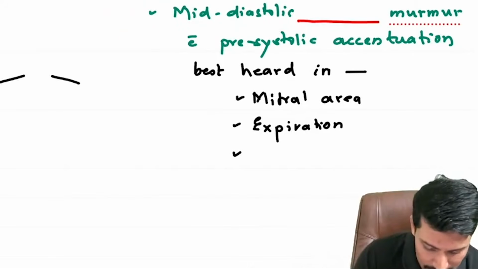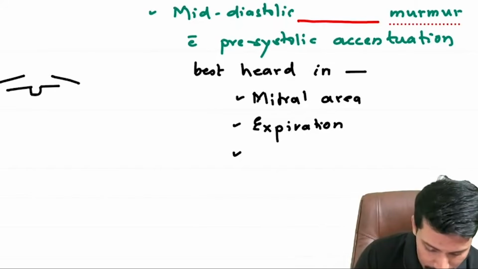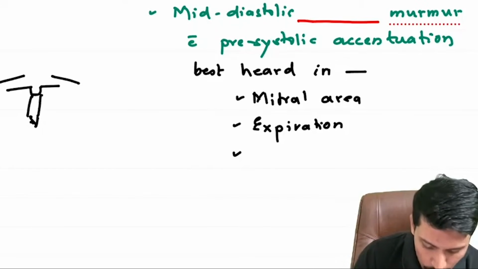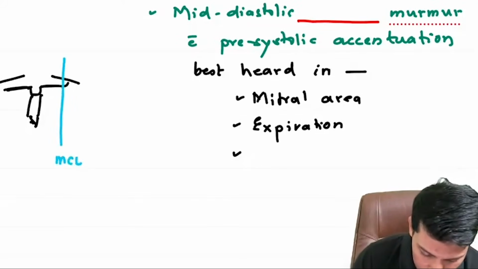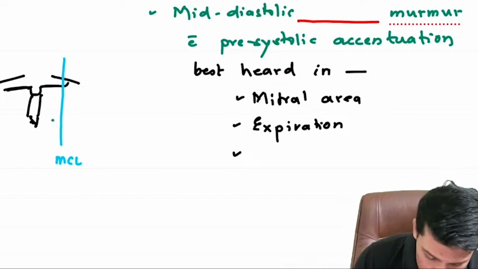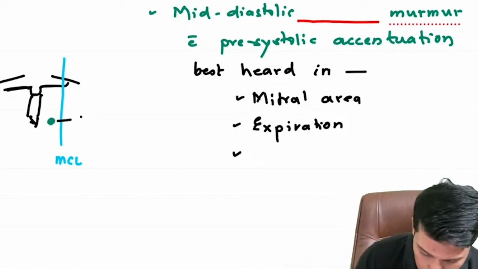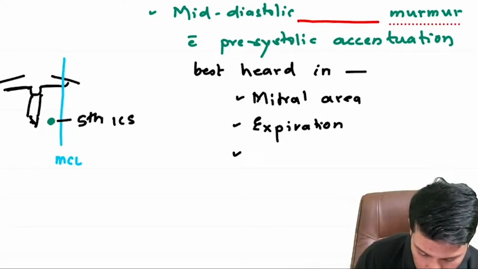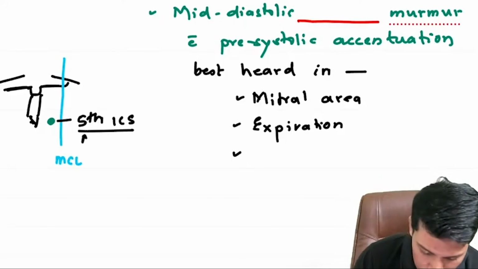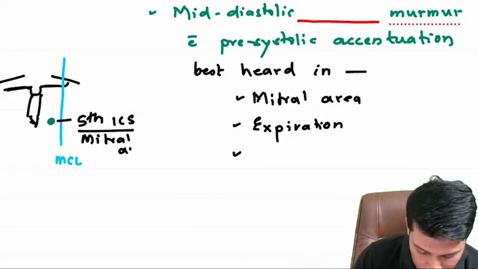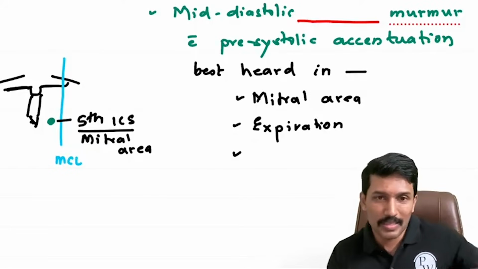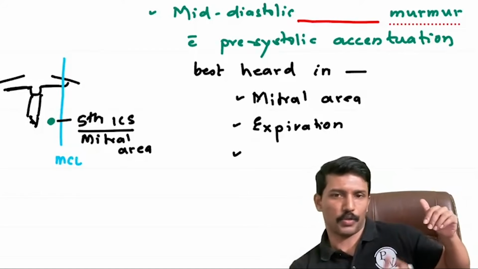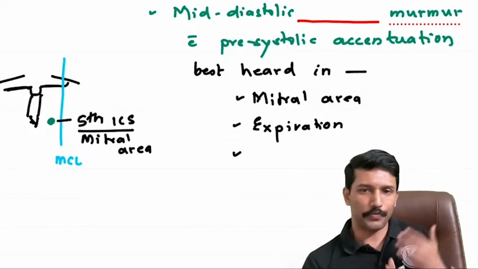So mitral area is at the apex, and the usual location of the apex is the fifth intercostal space medial to the mid-clavicular line. So if this is the mid-clavicular line, in the fifth intercostal space, medial to the mid-clavicular line is where we have the mitral area. Okay, so that is our location. Now this area, this is here, right, mid-clavicular line. So it's slightly off center.